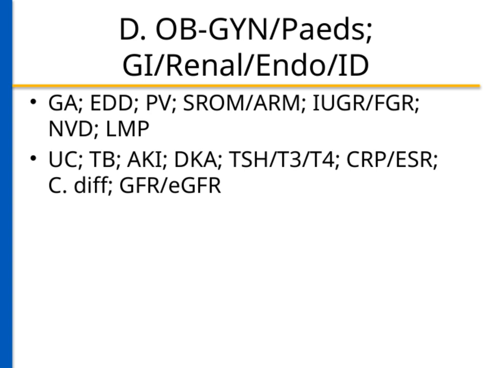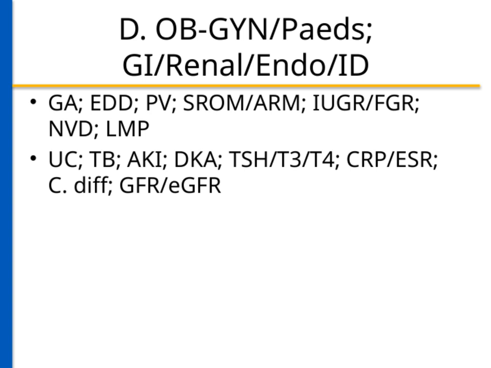IUGR or FGR points to intrauterine growth restriction or fetal growth restriction, which can impact fetal health. NVD is normal vaginal delivery, the ideal scenario in many cases. LMP, or last menstrual period, helps us estimate gestational age and fetal development. Moving to other vital assessments, UC stands for uterine contractions, which we monitor to understand labor patterns. TB is tuberculosis, relevant in certain patient histories.